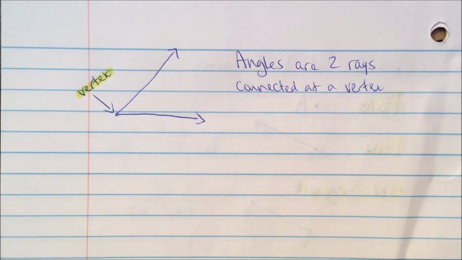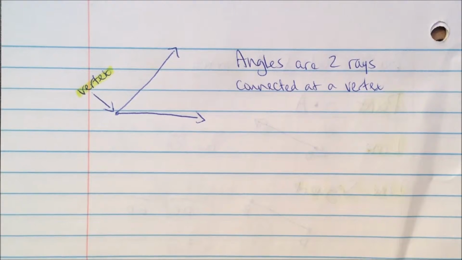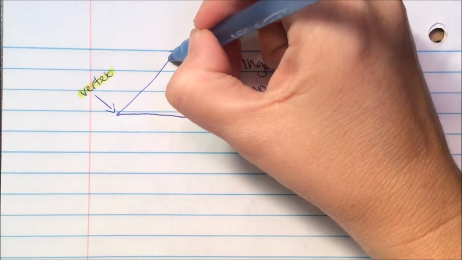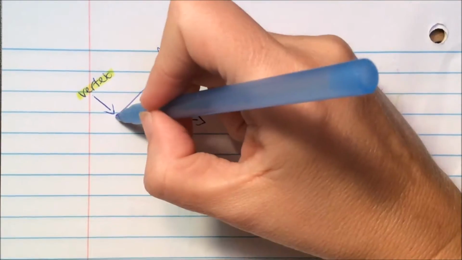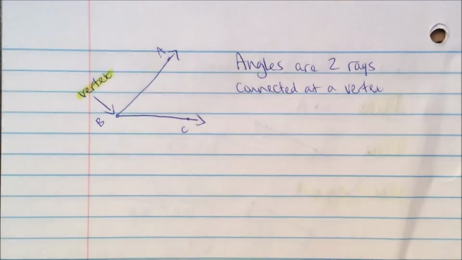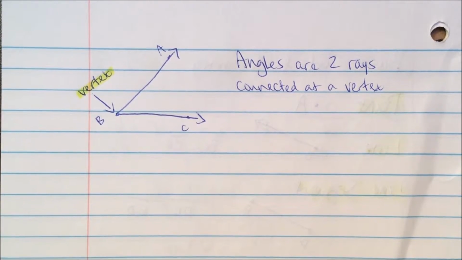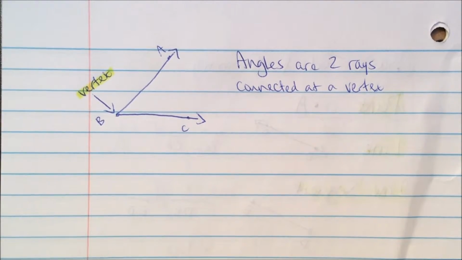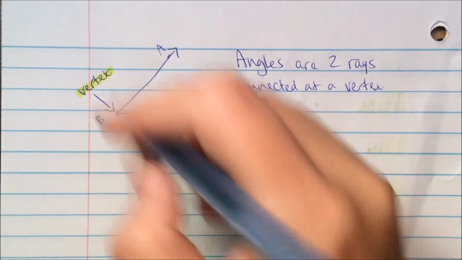And we'll give it some letters. Let's say A, B, and C. And let's go ahead and give it a number 2.